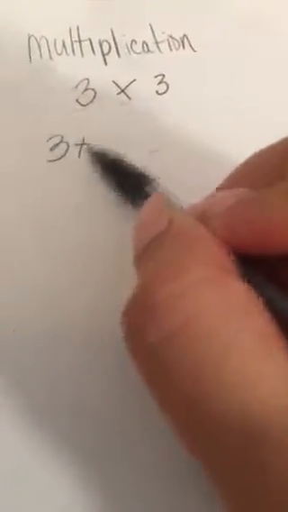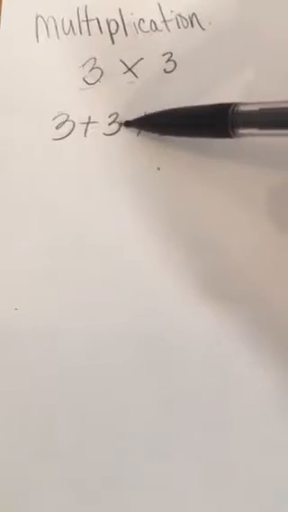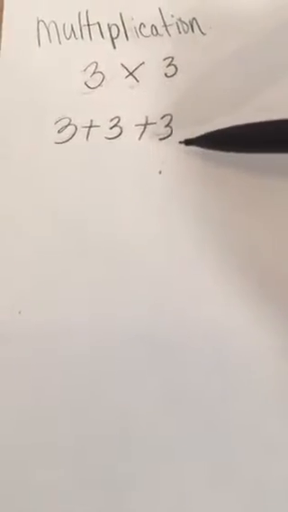That means that if I'm looking at an equation like 3 times 3, that really just means that I'm adding 3 three times. So I'm really doing this: 3 plus 3 plus 3. So that means that 3 plus 3 equals 6. 6 plus 3 equals 9.